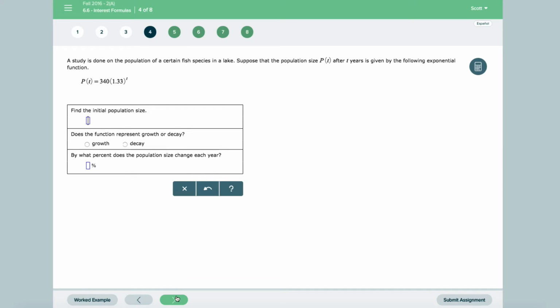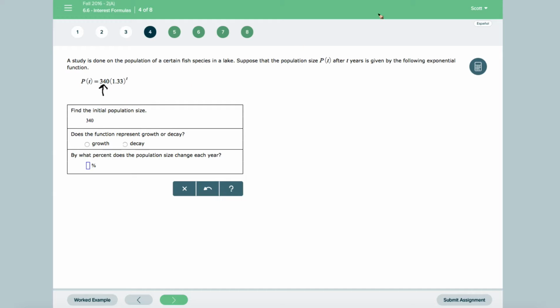Number 4. A study has shown that the population grows, and it's this formula right here. Okay. Find the initial population size. Okay. Any type of growth or decay, right there, that first number is my initial. So that tells me the initial population size is 340.